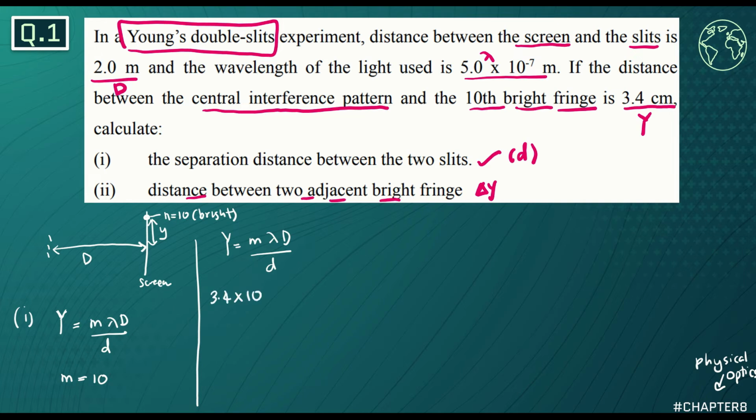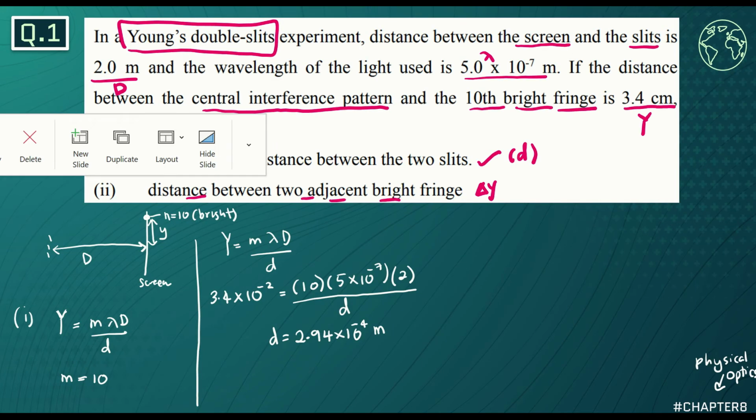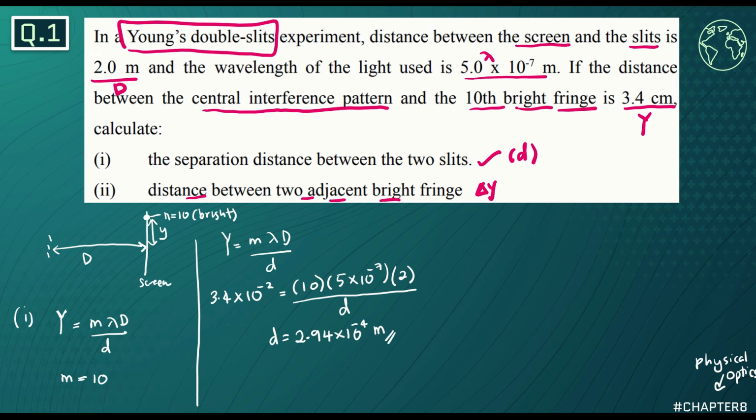You need to convert into SI unit. Number of order 10. Lambda is 5 times 10 to the minus 7. Big D is 2. And now you can calculate your small d, the distance between the two slits. Then you'll get 2.94 times 10 to the minus 4 meter. So that's the first one.